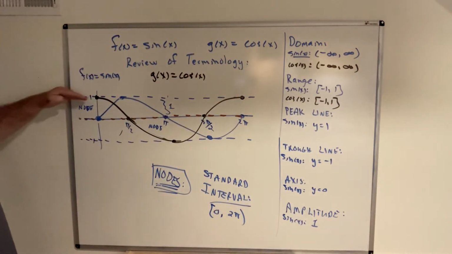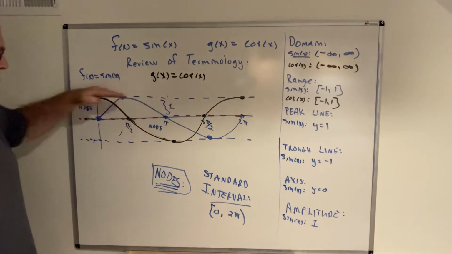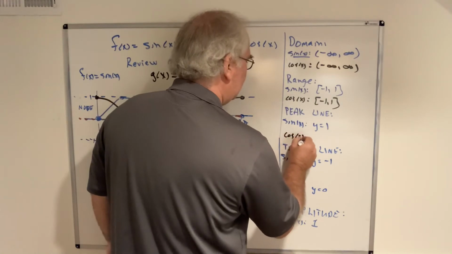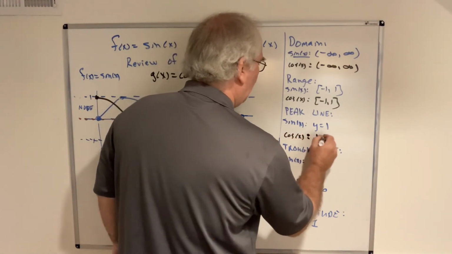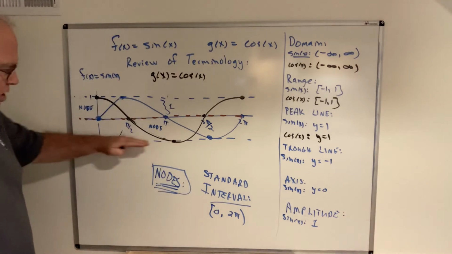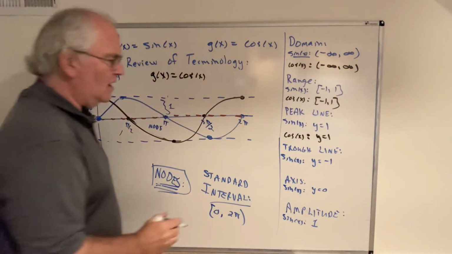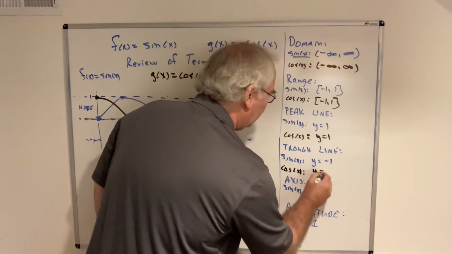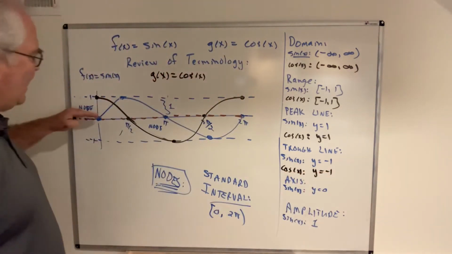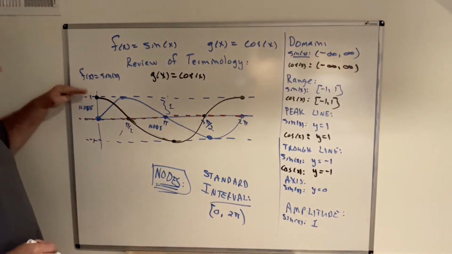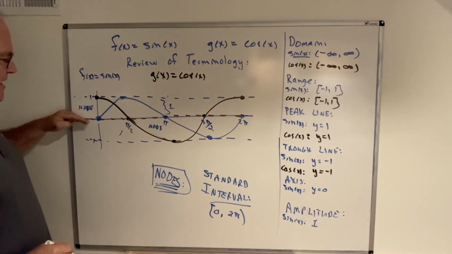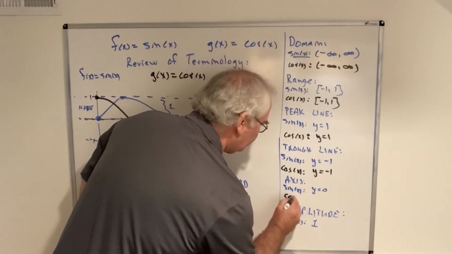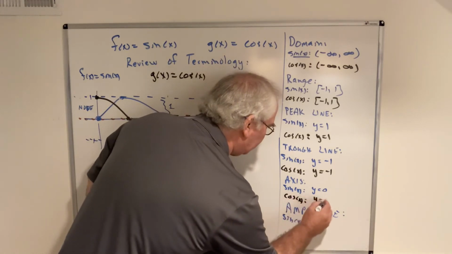The peak line is the same. The connection line for the peaks is the same for cosine as it was for sine. So for cosine, the peak line is also y equals 1. The line that connects all the troughs is again at negative 1. So for cosine of x, the trough line is y equals negative 1. The axis is the line midway between the peak and the trough, and the axis is again the x-axis. The equation of the x-axis is again y equals 0.